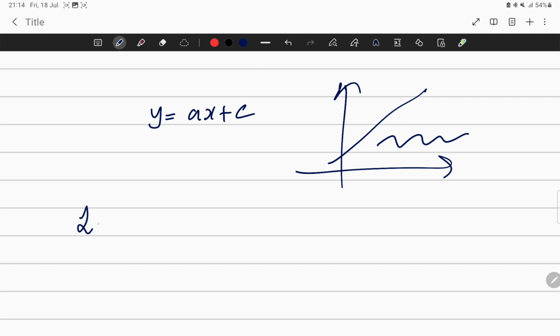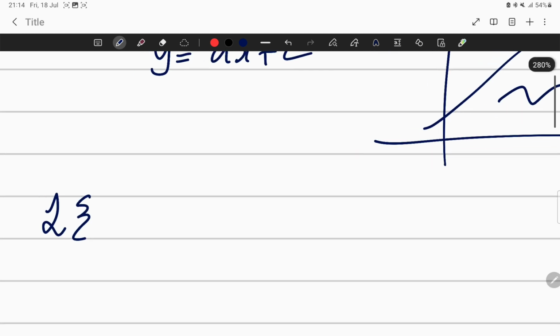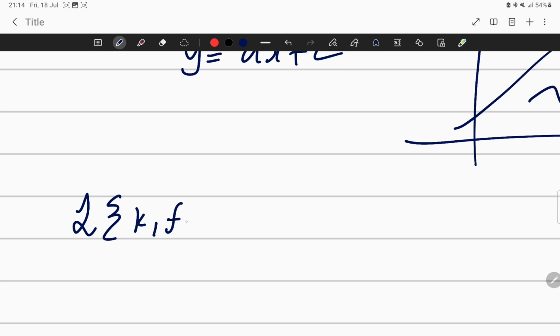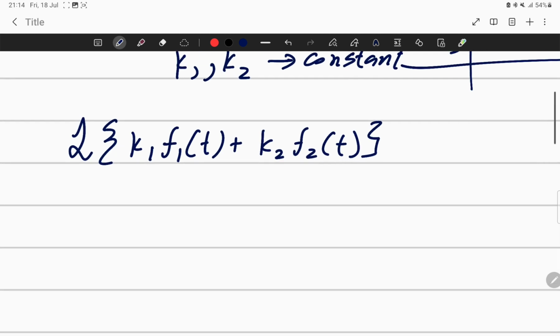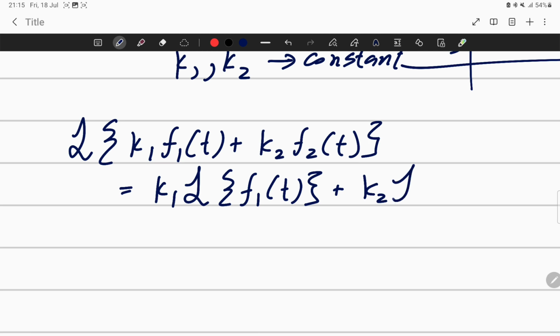So the linearity of Laplace transformation is, I can write this as, let's say there are some functions k1 f1(t) plus k2 f2(t). Here k1 and k2 are constants, and f1 and f2 are time functions. If the Laplace transformation is linear, I can write this in this form: k1 Laplace transformation of f1(t) plus k2 Laplace transformation of f2(t).